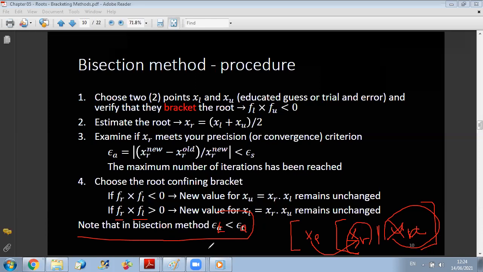So in the bisection method, you have epsilon true always smaller than epsilon approximate. And this is a very important property. I will demonstrate this for you. It is a very important property of the bisection method, because once the criterion is satisfied for epsilon approximate, I can be sure that epsilon true is also smaller than this value, so I am on the safe side.